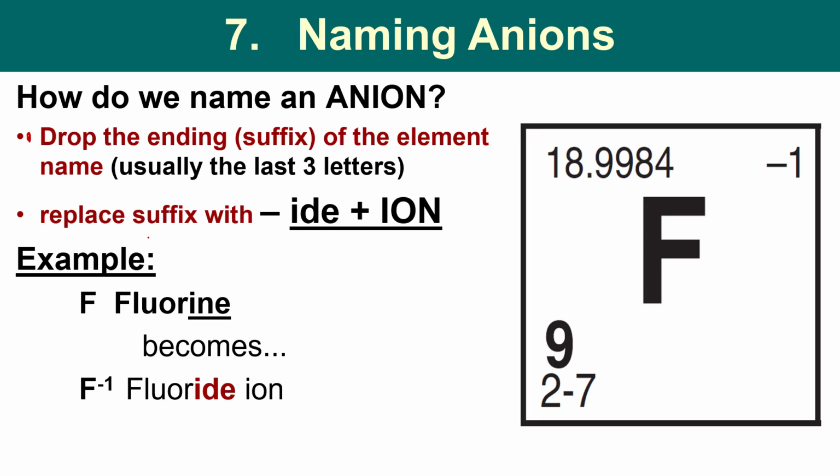And we're going to replace that suffix with "ide" and ion. So for instance, if we have a fluorine atom, fluorine, our suffix would be "ine," and then when it becomes an ion, we drop the "ine," add an "ide," and then add the word ion. So we get a fluoride ion. And obviously fluoride must sound pretty familiar because that is what all your dentists talk about, that is present in your toothpaste and all that jazz.